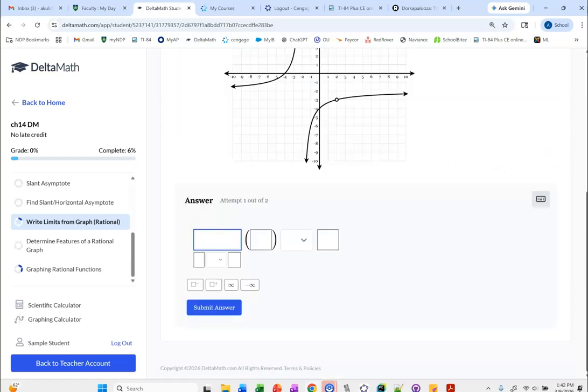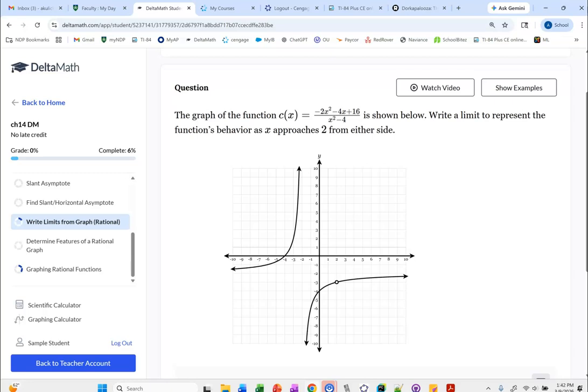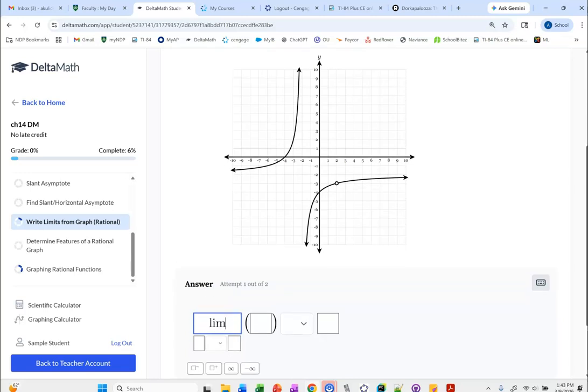Do we do another one? Sure. Okay. So the function c of x is shown below. Write the limit to represent the function's behavior as x approaches 2 from either side. So LIM, and then we have c of x, and this is always equals, this is always x, this is always approaches. Now it said 2 from either side, so just x approaches 2, no superscript. And if I find x equals 2 on my graph, I trace down, either side it's heading towards the y coordinate of -3. So that's all I'm going to type here.